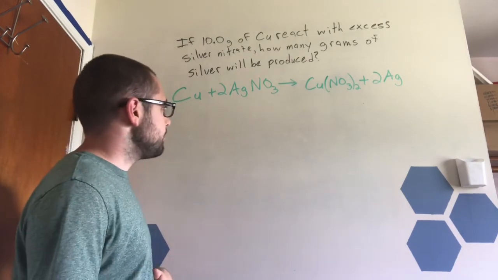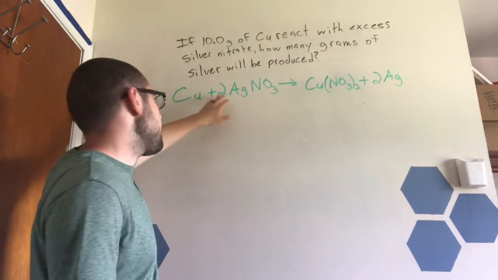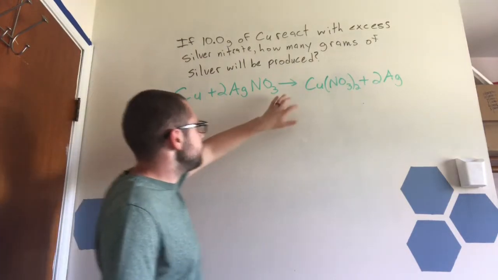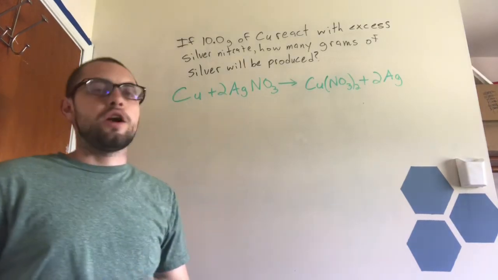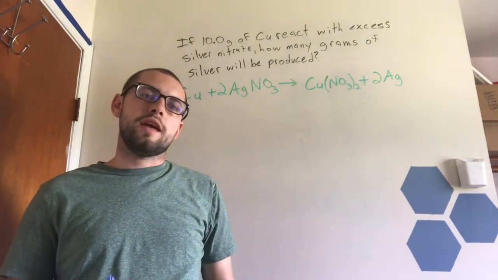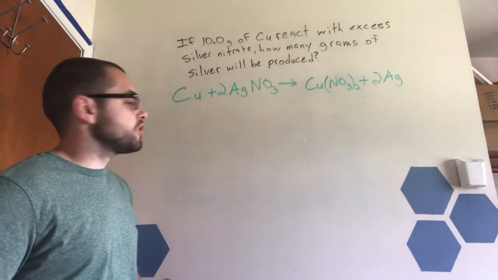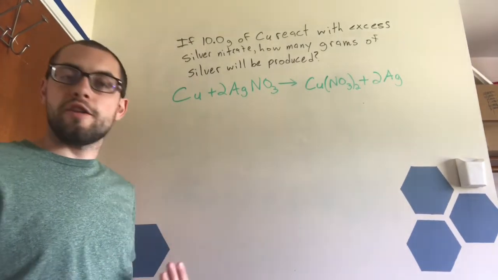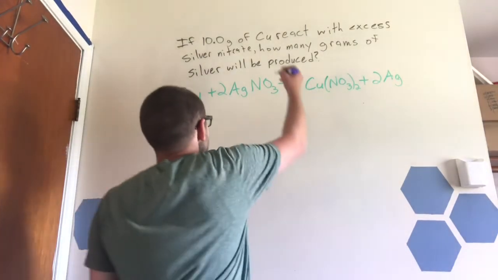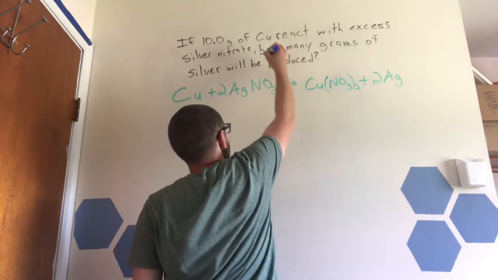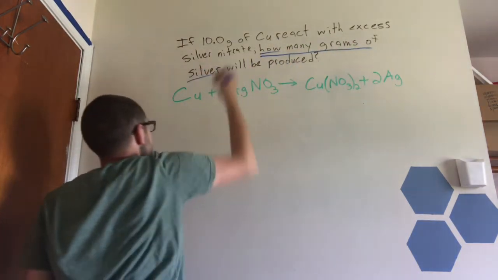So, it is already balanced for me. I've got my coefficients here, 1, 2, 1, 2, and that's balancing everything out. So I don't have to do that step. I'm already working with a balanced reaction. This time I'm going to show it the other method. What if I follow the question word? My question word is how. How many grams of silver?